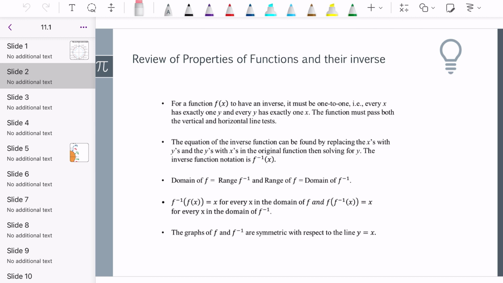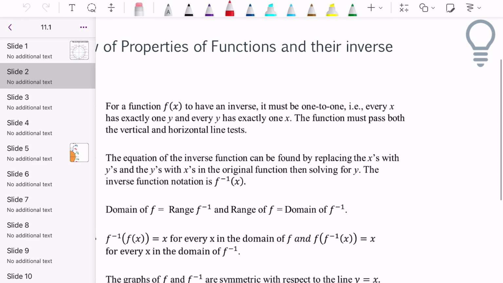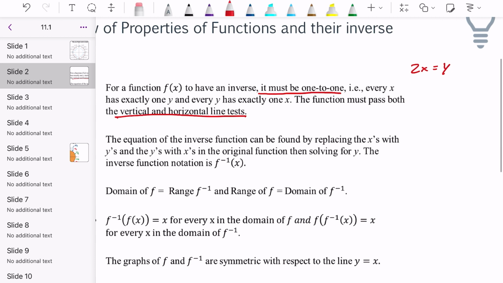The very first thing would be that these inverse trig functions must be one-to-one. And that is extremely important because they will have to pass the vertical and horizontal line test. So an equation such as 2x is equal to y. In this exact equation, we're going to end up with specific numbers every single time that we place a y or an x into the value. We will come out with a specific y or x.